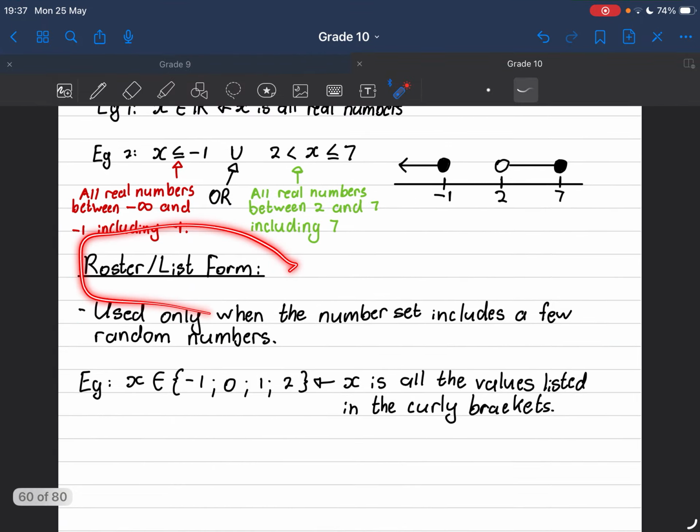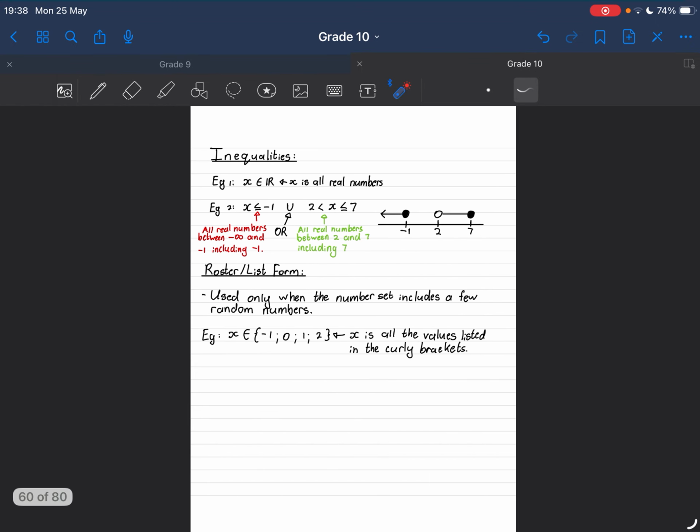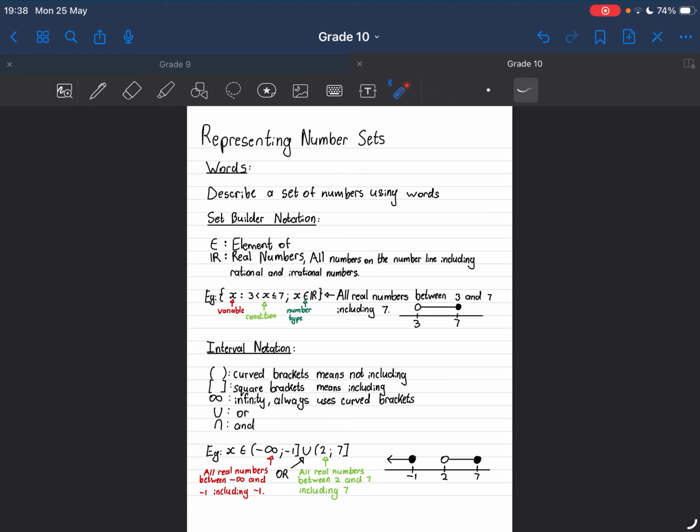The last thing, which is practically useless, no, well, it's not, it's kind of useful, somewhat arbitrarily important, is a roster or list form. And it's basically when you just have a few random numbers. So for example, x is an element of {-1, 0, 1, 2}, but that just basically means x is only including these numbers and nothing else. So x is all the values listed in the curly brackets. All right, so that's the basics on that.